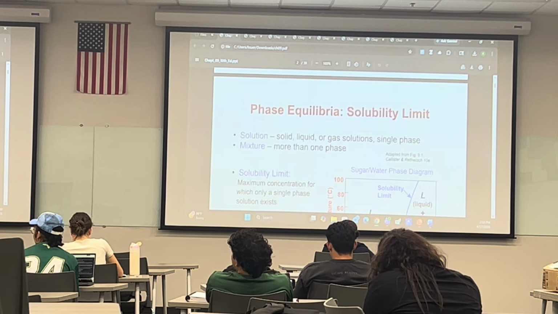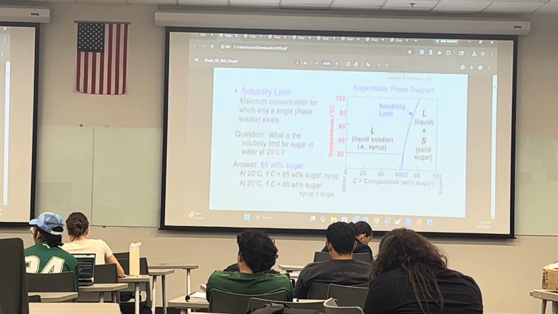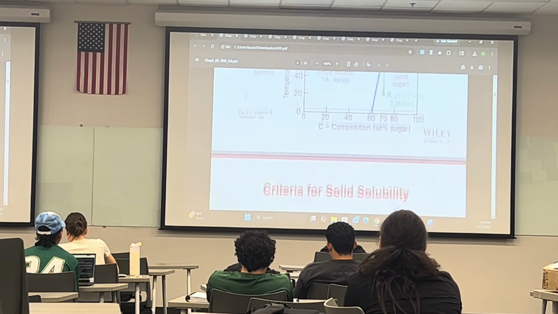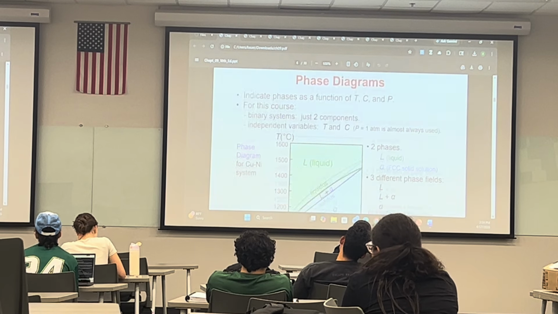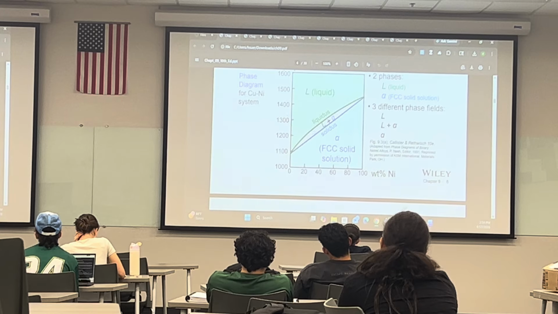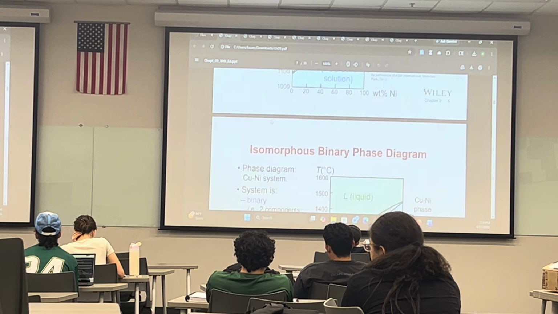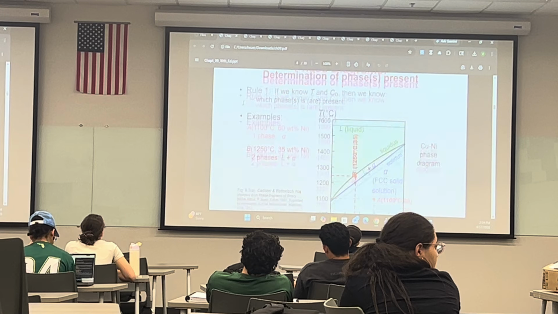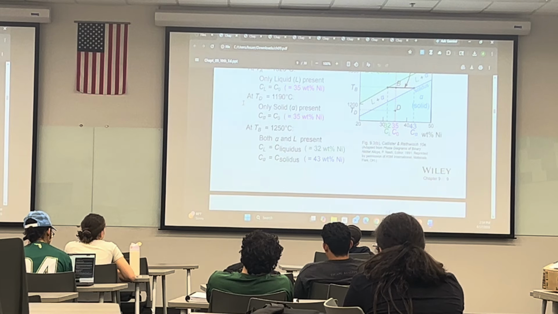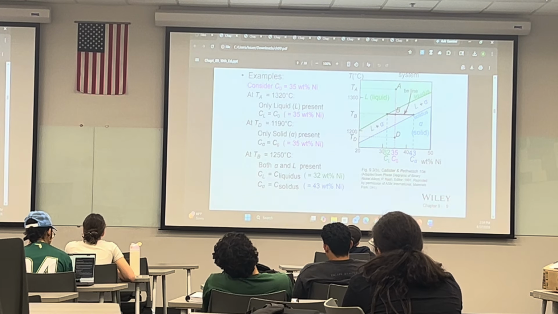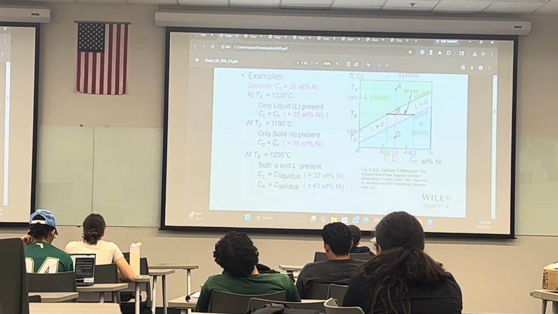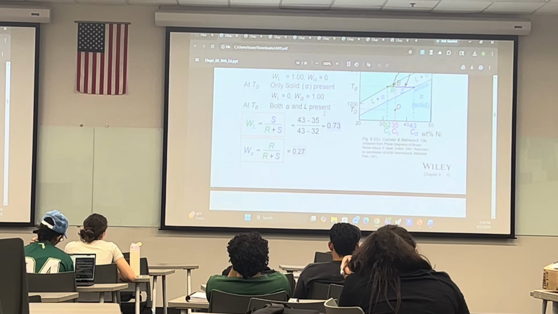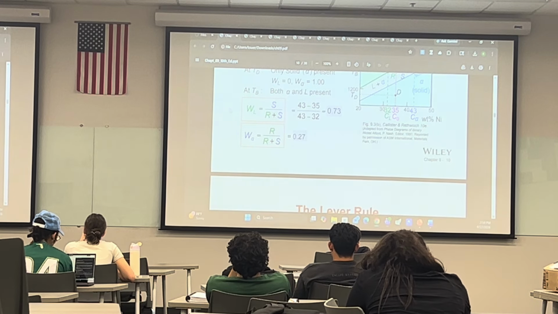So this chapter was about the phase diagrams. The main concepts here are the solubility limit and finding the percentages of solid, liquid, and different phases. I'm assuming you already know all those things. These are the basic phase diagrams, and you have this lever rule, which gives the weight percentages.